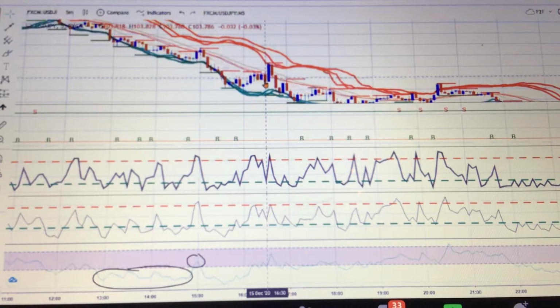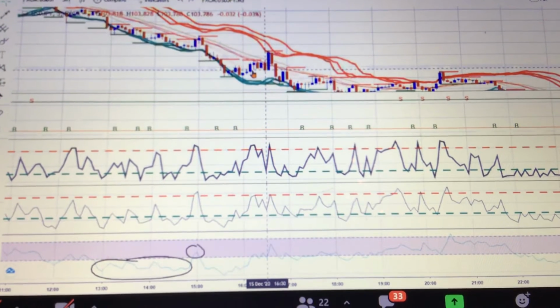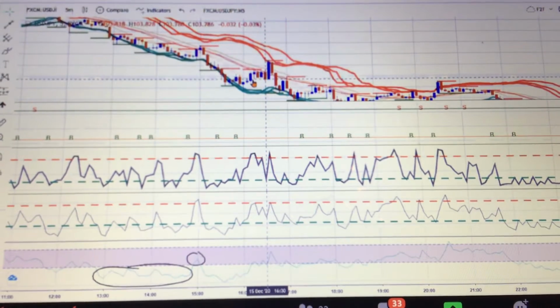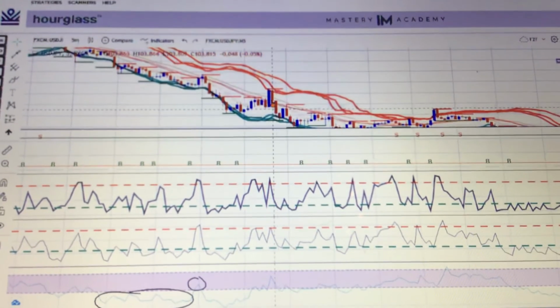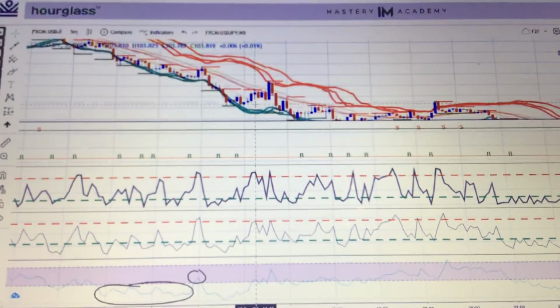Look at that pullback, 30 minutes in the hour. So those of you guys that don't know, also Evan Cabral teaches this. This is where I learned it from. Evan Cabral, he teaches time strategies, so intervals.